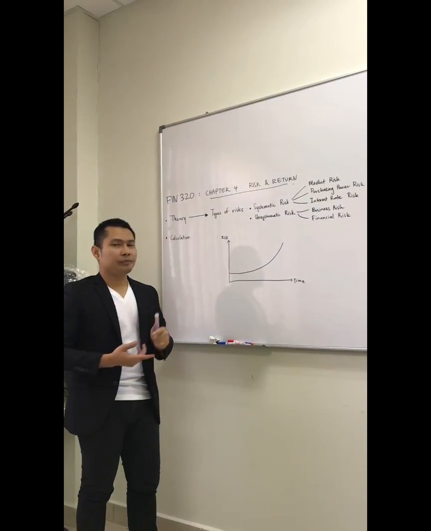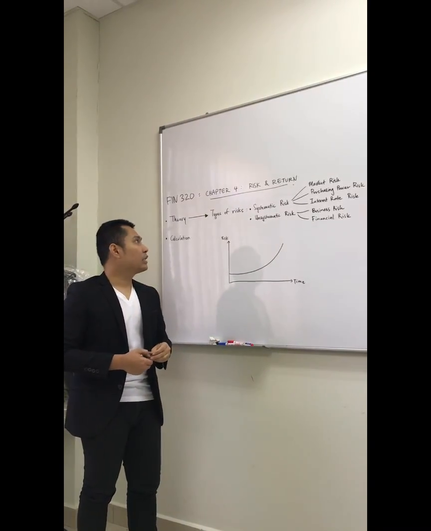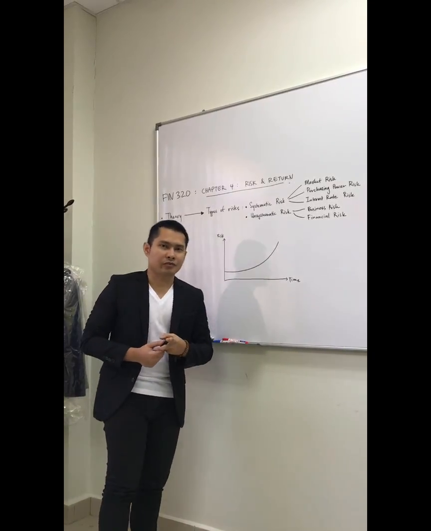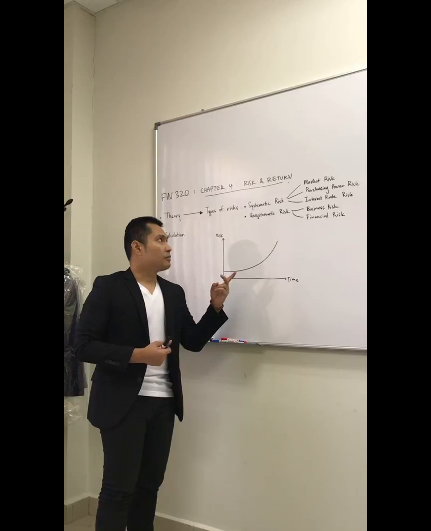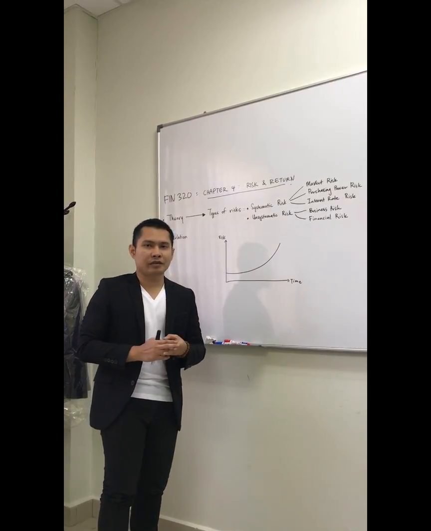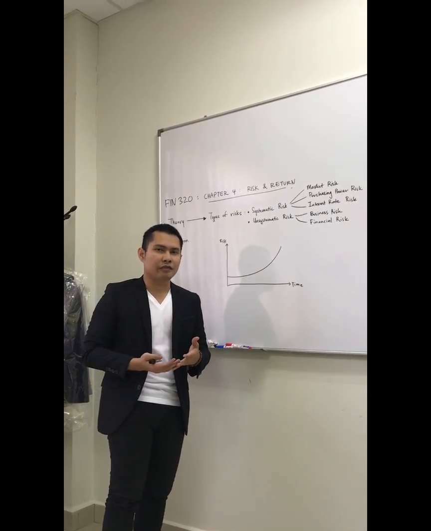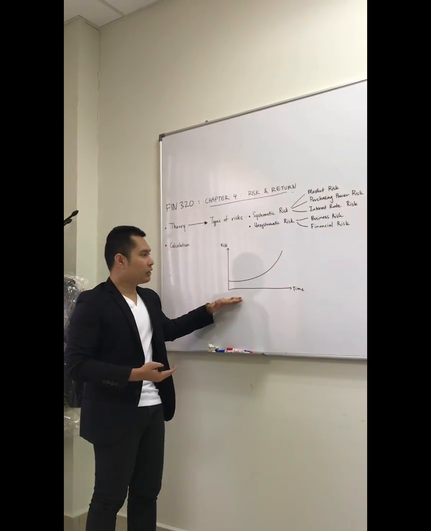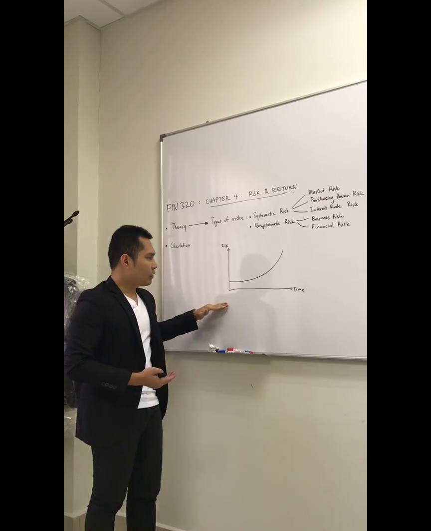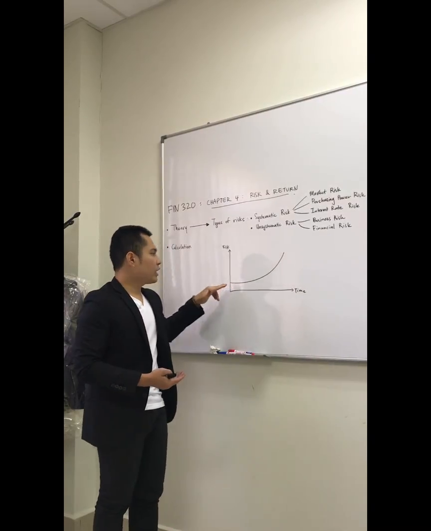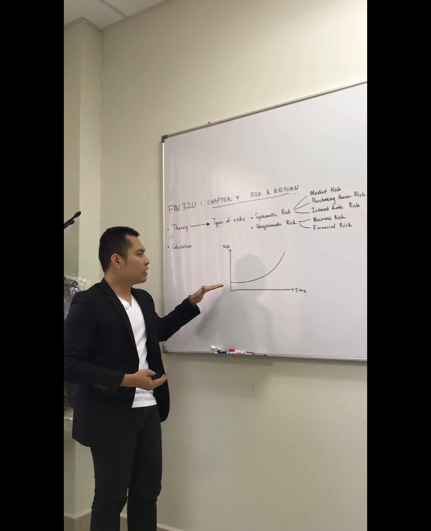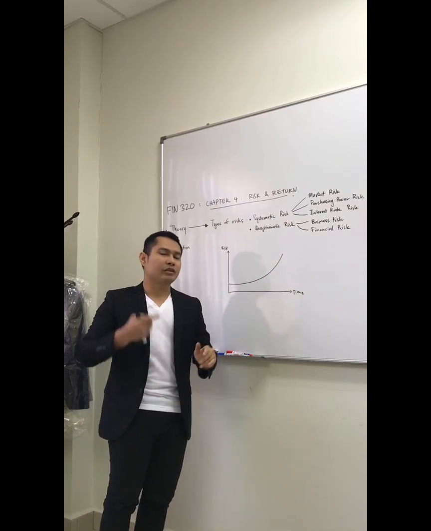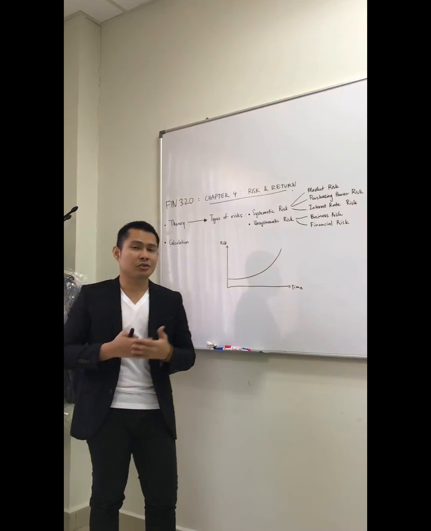So the first part, the theory part, you will learn about the types of risk. There are two types of risk, systematic risk and unsystematic risk. Now if you draw the graph of risk, this is how it looks like. You have risk here and you have time here. What does this graph mean? It means that the longer the time, the higher the risk. So the risk always increases through time.